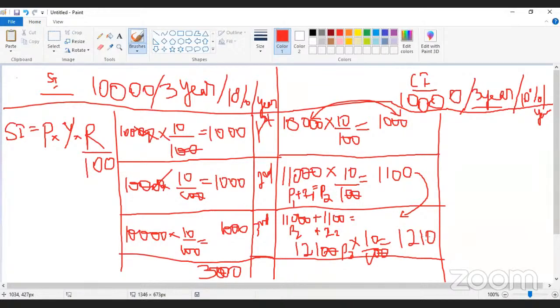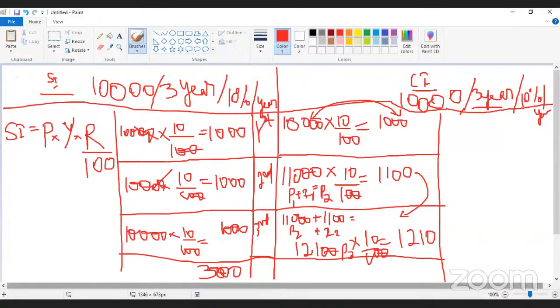But in simple interest, the interest is the same every year. Why is it the same? Because in simple interest, every year the principal amount remains the same. It doesn't change. What I'm giving you right now is a statement question, so please concentrate.